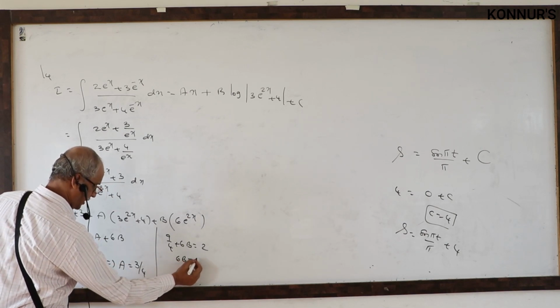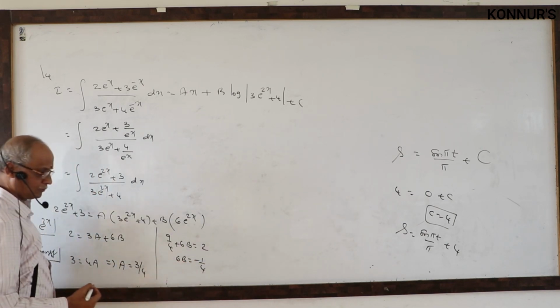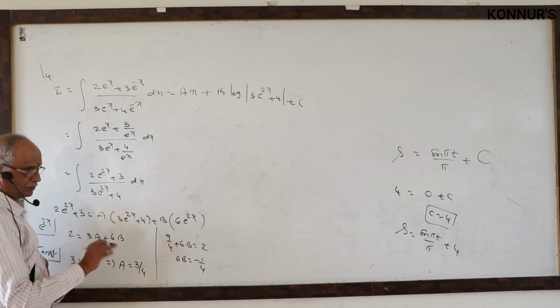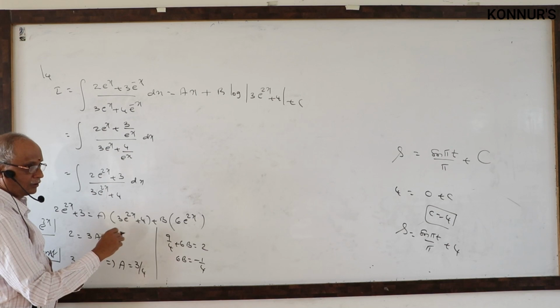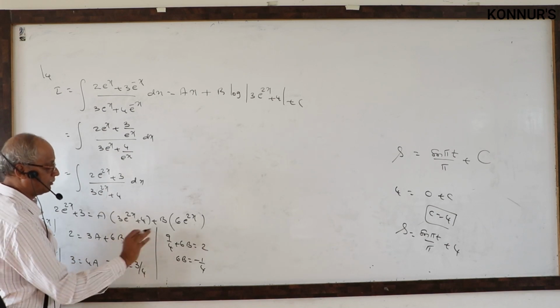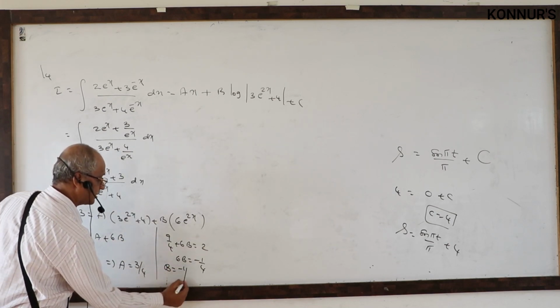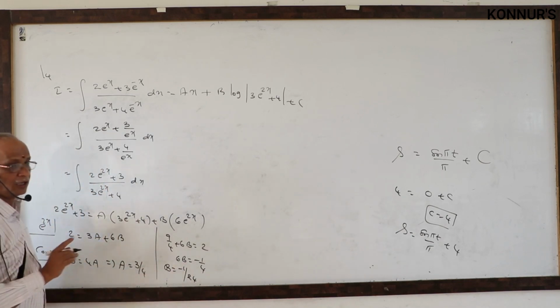6b equals 2 minus 9 by 4. Calculation not important. 2 minus 9 by 4, 4 LCM, 8 minus 9, I want to write to waste, minus 1 by 4. What is b value? Minus 1 by 24. A and b finish.